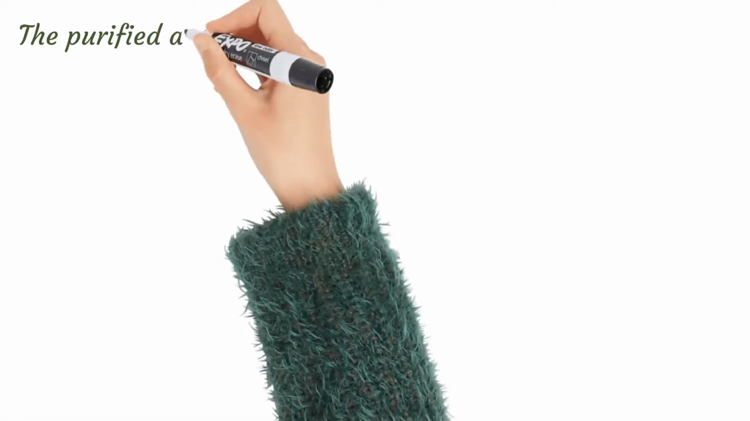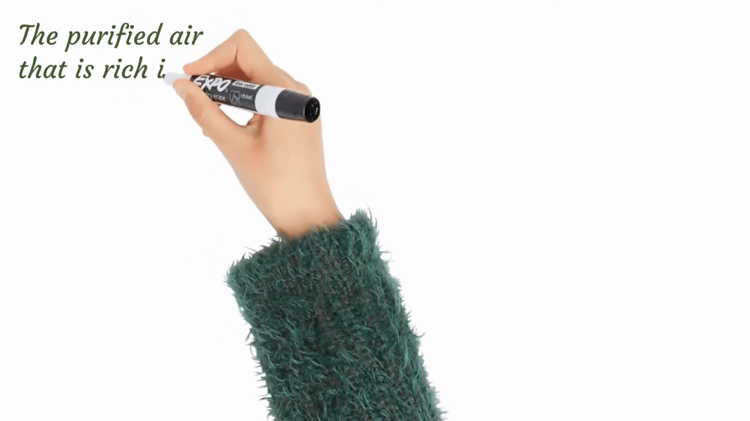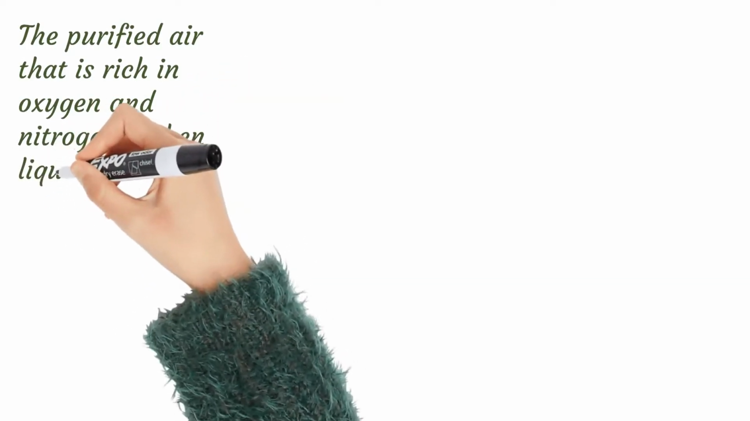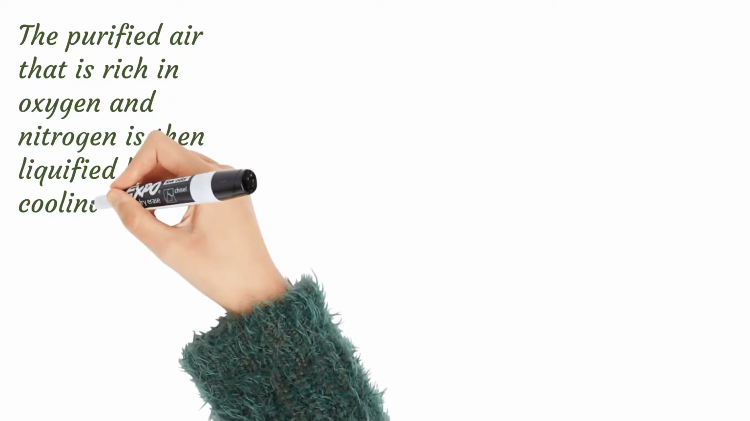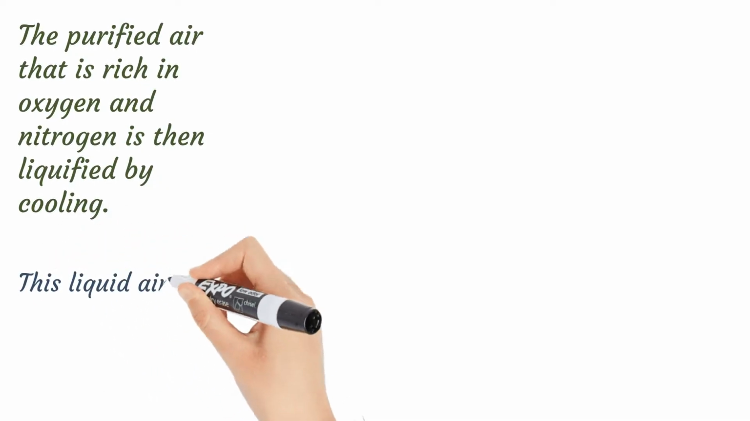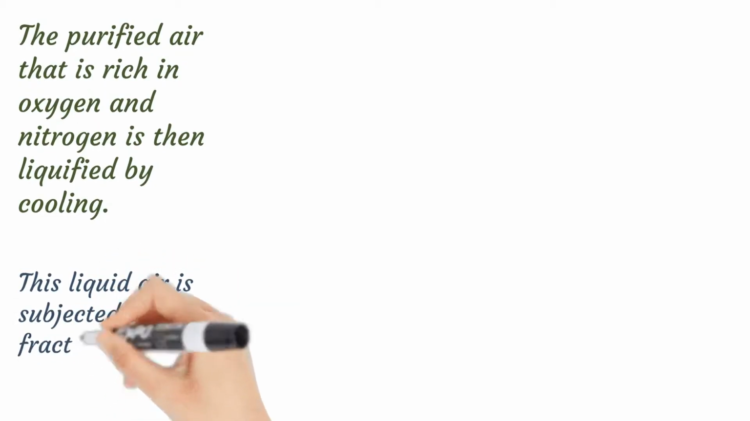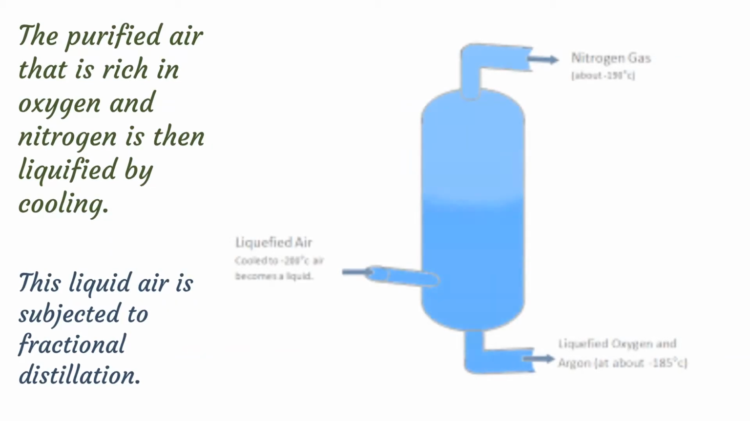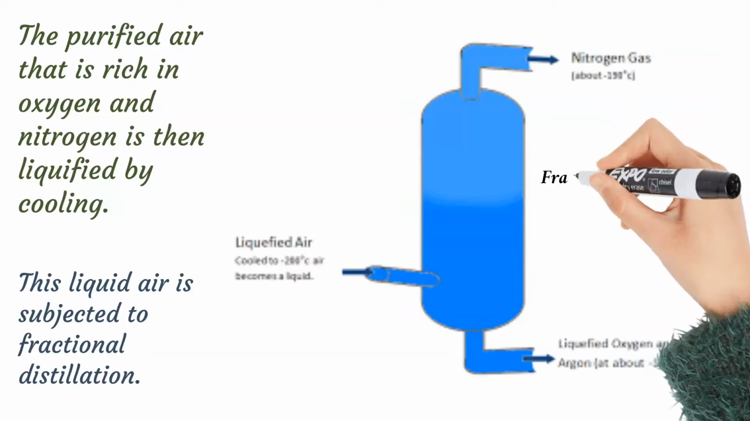Now, the purified air, meaning that CO2 has been removed, that is rich in oxygen and nitrogen, is then liquefied. You convert it to liquid by cooling it. All right, the nitrogen and oxygen are liquefied by cooling. So this liquid air is subjected to fractional distillation as shown. So the liquid air passes through a fractionating column and then releases nitrogen gas first, and then finally releases oxygen gas.